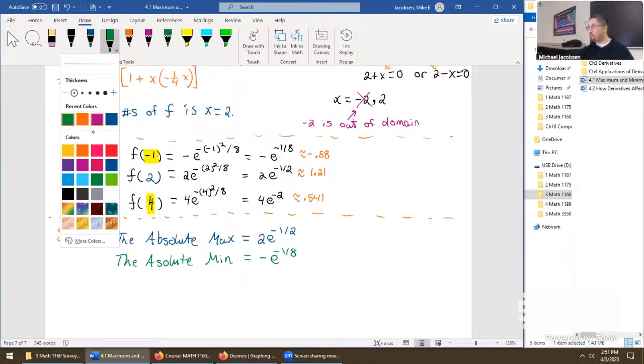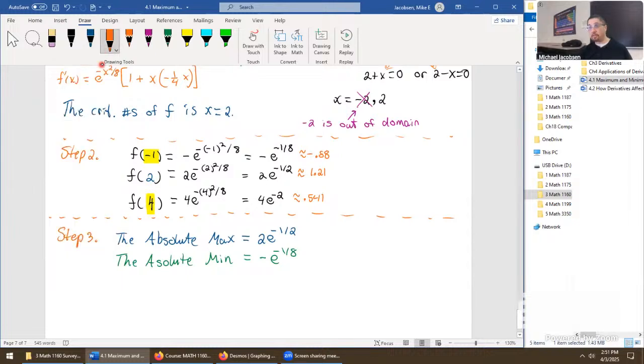Don't forget when you go to report these values, this is the most annoying thing about the whole process. We must give the exact values. So even though these are decent approximations to the nearest hundredth, this is what we're really going for. The actual exact absolute maximum, exact absolute minimum.